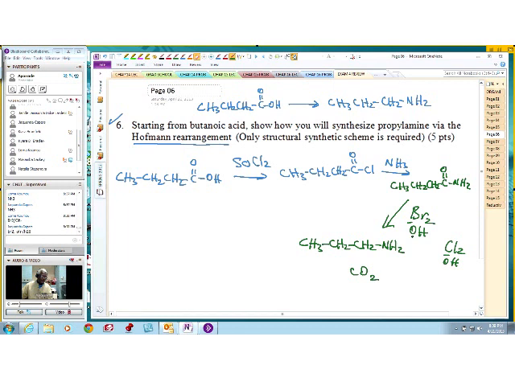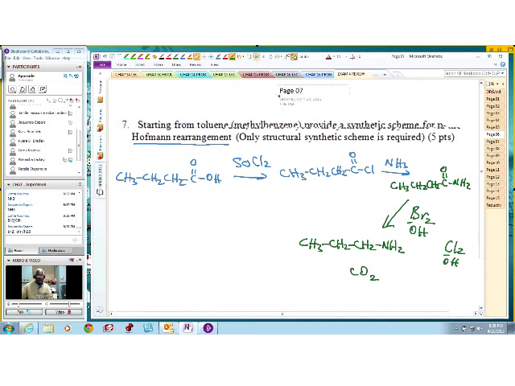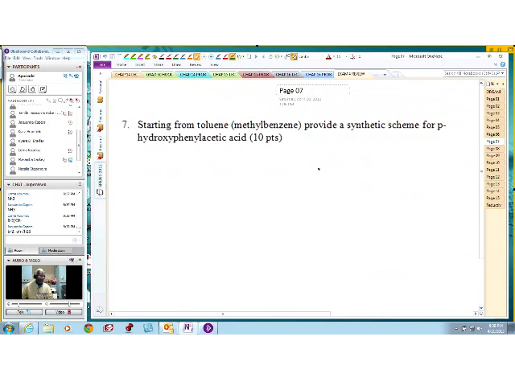Okay. So this is a fairly simple problem here. So we could move on. Go to number 7, moving right along. Okay, let us see here.